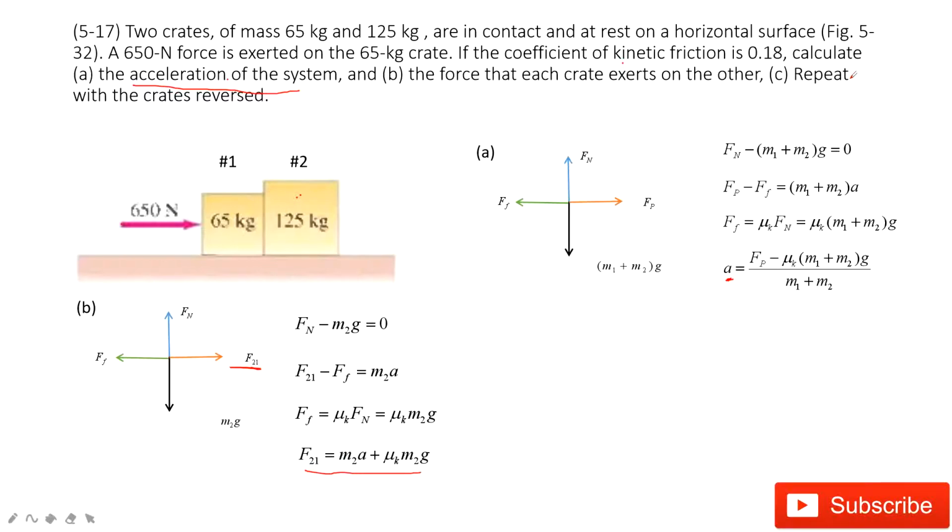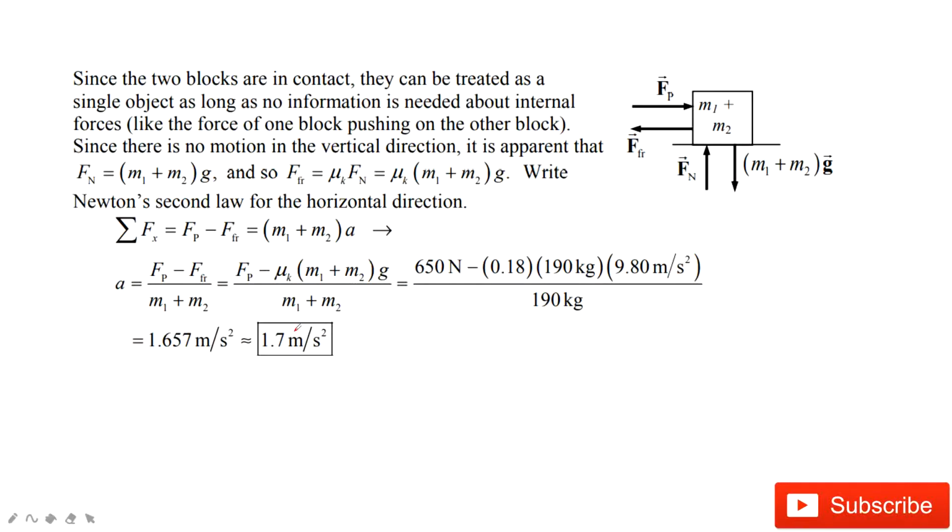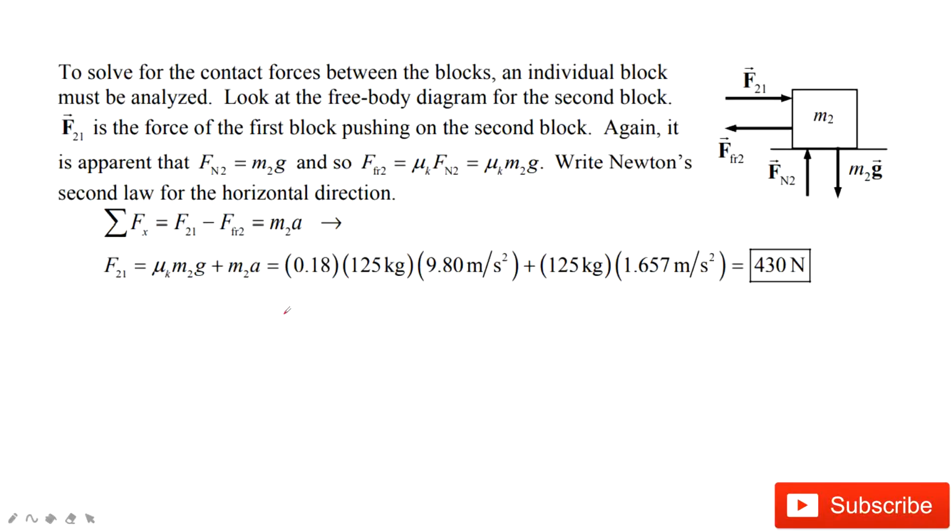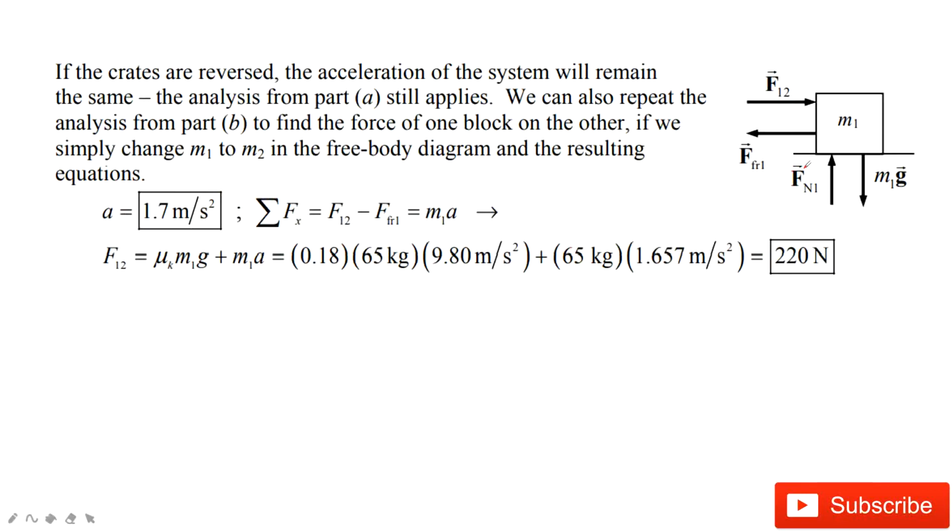And then the third one asks you to repeat with these two boxes reversed. That is easy. You just change the value, number 2 to number 1, and everything is solved. If we input the numbers inside, the first answer, the acceleration of the system, is 1.7 meters per second squared. For the second one, we input the numbers for the acceleration, the mass, and the coefficient, and we find it is 430 newtons. And for the third problem, we just change the number 2 mass to number 1. Then everything is solved.